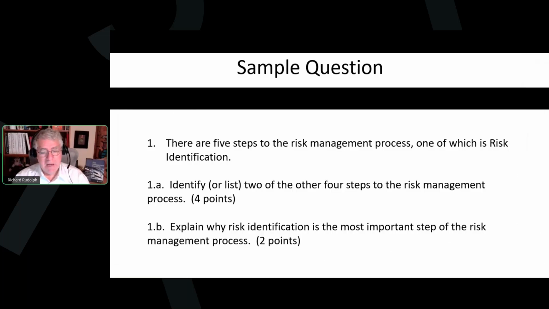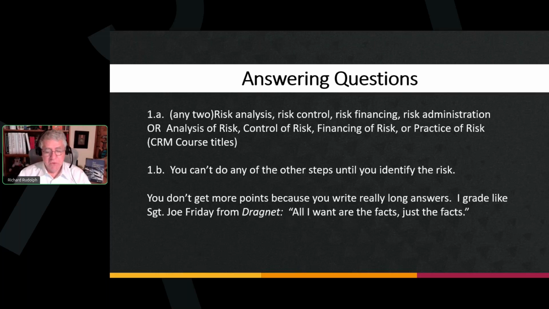This is the way I often ask questions, particularly when it's a listy type question. It'll say something like, there's 5 steps in the risk management process, one of which is risk identification or risk financing or risk control, whatever. And then I will say, identify or list 2 of the other 4 steps. And then I'll say, okay, let's circle back around. Why was that one I picked the most important step? Or what does that mean? Define what risk financing means? Something like that. And then I would expect you to answer.